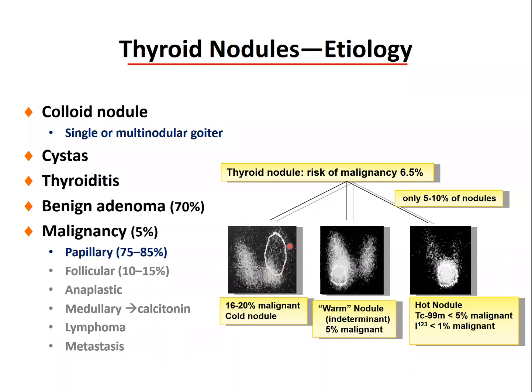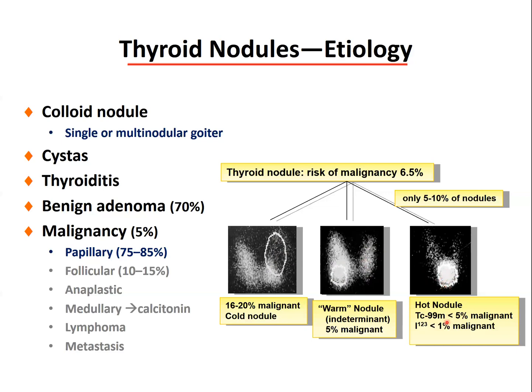Cold nodules mean that this area of the gland is not taking up the iodine, so it is not functioning. The other type is called warm nodules, because we do have an increased level of thyroid hormone, and the TSH level is suppressed. This is why the healthy part is not taking up as much iodine as normal. We can also have hot nodules.